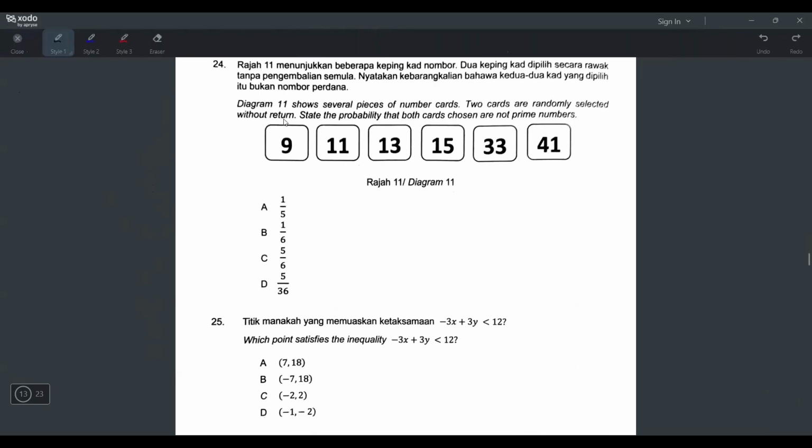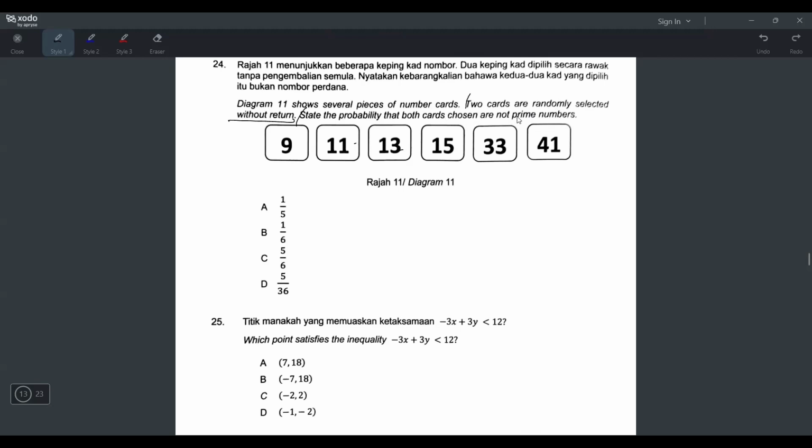Okay, let's do 24. Diagram 11 shows several pieces of number cards. So 1, 2, 3, 4, 5, 6, 6 cards. 2 cards are randomly selected without return. Without return means kalau saya sudah ambil, saya tak letak balik. So the second time I choose, it will be left with 5 cards only, because I never return it back to the box.